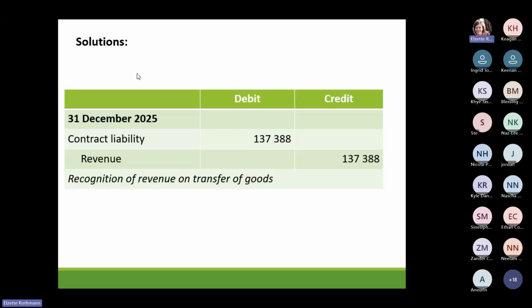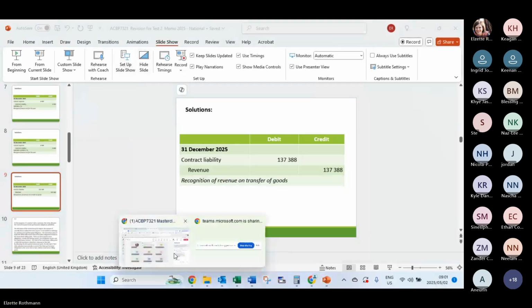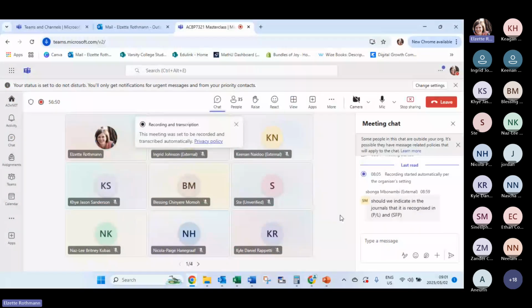Any questions before we go to 1.2? Guys, there is one question. Should we indicate in the journals that it is recognized in profit and loss and statement of financial position? That's not compulsory for you, so no, you don't have to. Obviously, you can if you want to, but it's not compulsory.